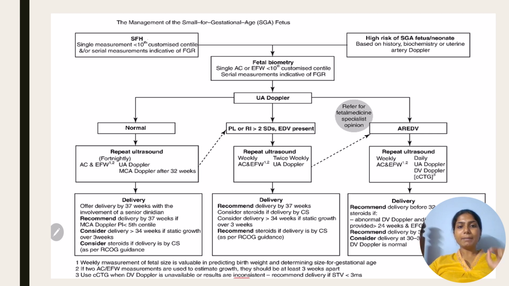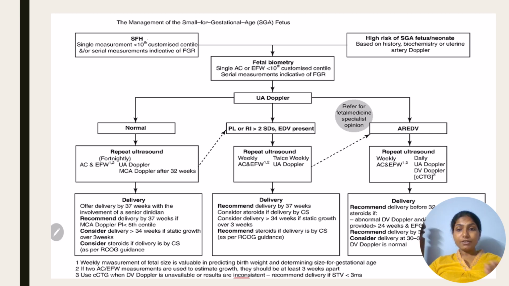So you will do an umbilical artery Doppler first. If it is normal, you will repeat the ultrasound fortnightly, and the umbilical artery Doppler and MCA Doppler after 32 weeks. If PI and RI are more than 2 standard deviations but end diastolic velocity is still present, then you will again repeat the ultrasound weekly to do the biometry, and twice weekly to do the umbilical artery Doppler.